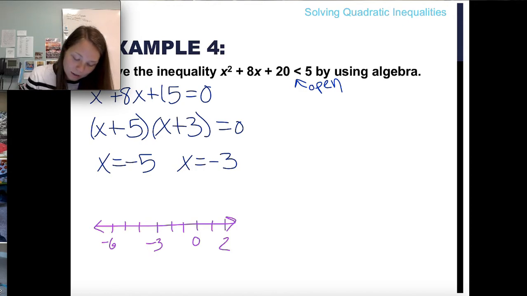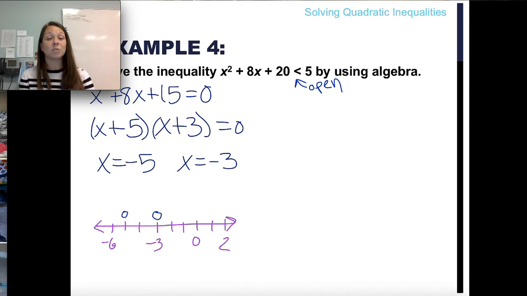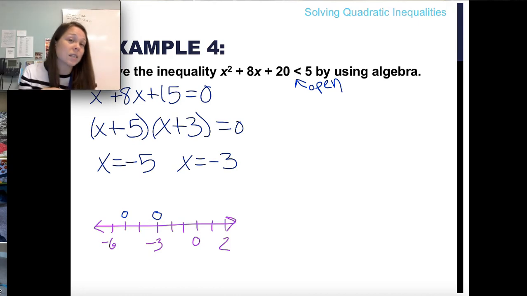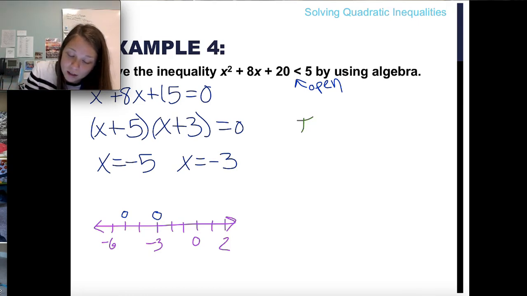So graphing -5 and -3, that means my answers are only going to be in between -5 and -3 or outside of -5 and -3. So I need to pick a number to test. My favorite number to test, as long as it's not one of my critical points, is 0 because it's the easiest one to plug in. So I'm going to test x equals 0 by plugging it in to the original inequality.